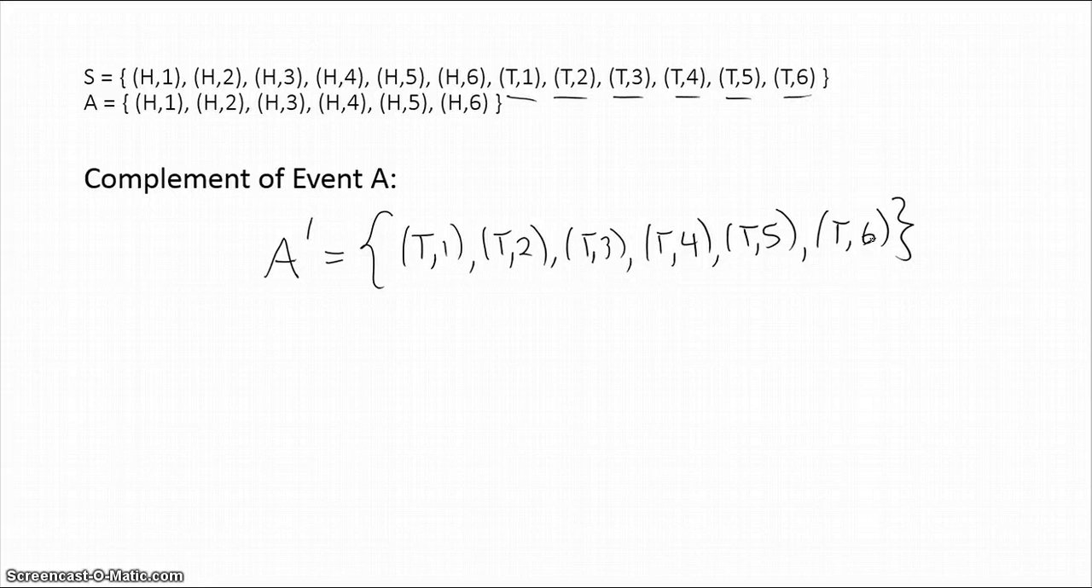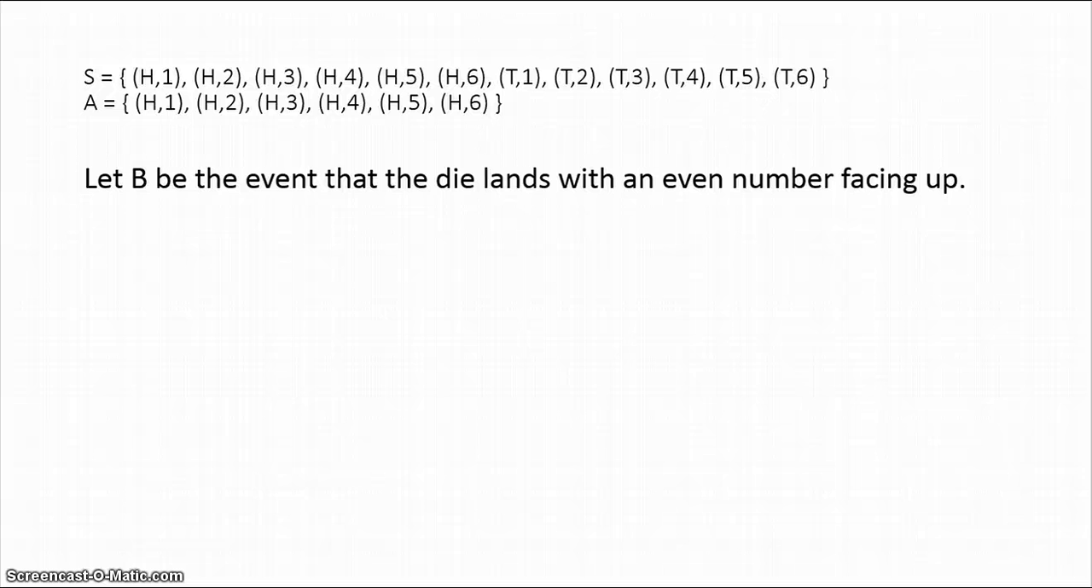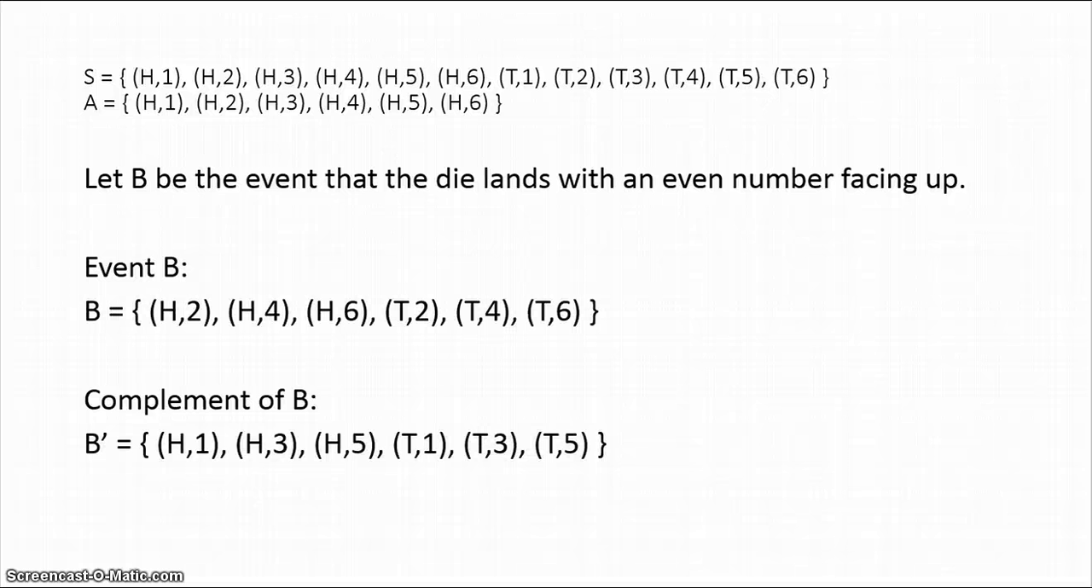Okay, let's define another event. Let B be the event that the die lands with an even number facing up. So a 2, 4, or 6 is going to land facing up. Now stop the video for a moment to write event B and the complement of B in set notation. And when you're finished, start the recording back up, so check your work. Okay, so check these over for a minute. Here are the events B and B complement written in set notation.